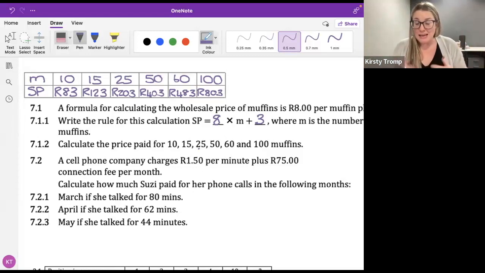Okay, so we're taking words and we're putting it into maths. All right, 7.2. A cell phone company charges 1.50 rand per minute plus 75 rand connection fee per month. Calculate how much Susie paid for his phone calls in the following months. March, if she talks for 83 minutes. April, if she talks for 62 minutes. May, if she talks for 44 minutes.